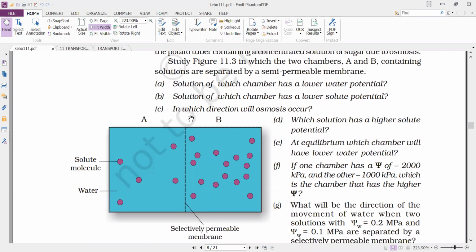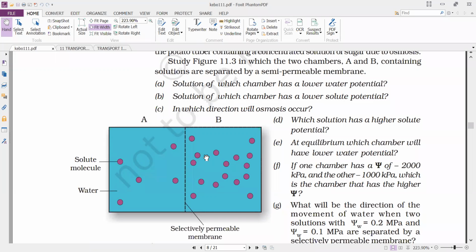And next, in which direction will osmosis occur? A to B, because A has a lower solute potential and higher water potential, whereas chamber B has a higher solute concentration and lower water potential. Always in osmosis, the water moves from the region of higher water potential to the region of lower water potential. So the net movement of water molecules will be from chamber A to chamber B.